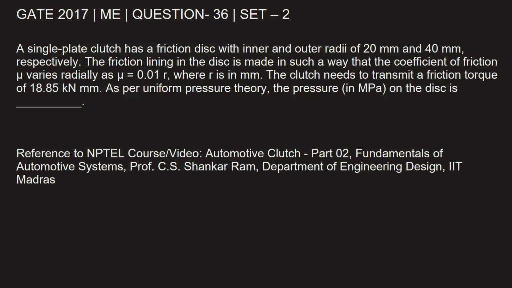This question is from GATE 2017 Mechanical Engineering paper set 2, question number 36. A single plate clutch has a friction disc with inner and outer radii of 20 mm and 40 mm respectively.